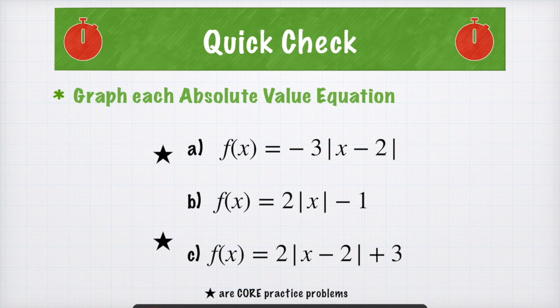Here's your last quick check. You need to graph each of these absolute value equations. They shouldn't be too bad. And in reality, if you've done this with vertex form parabolas, absolute value equations are really easy because they're just straight lines. And once you've done that, pause the video and graph these, that's all you have to do for this lesson.